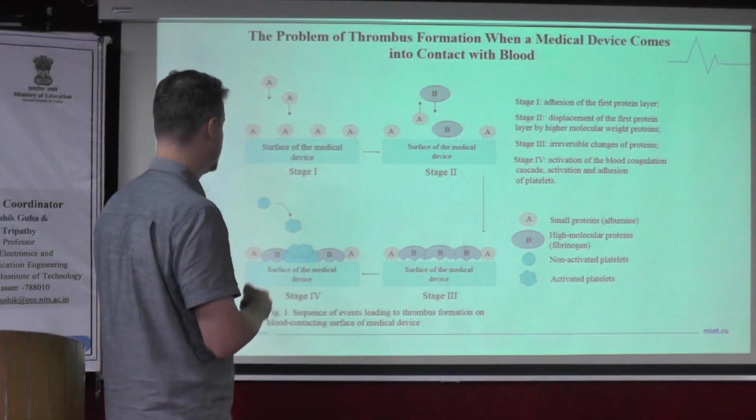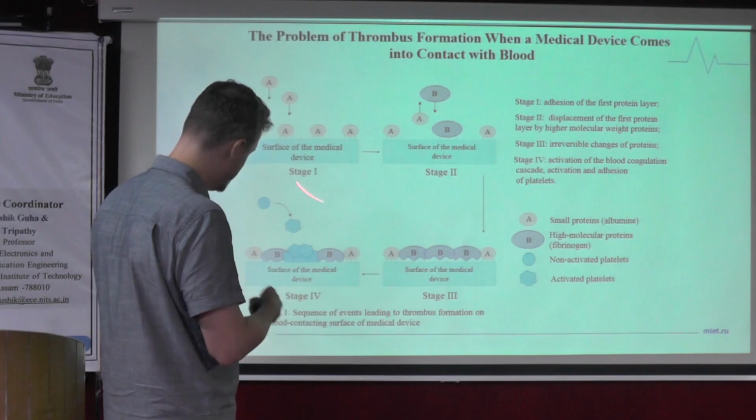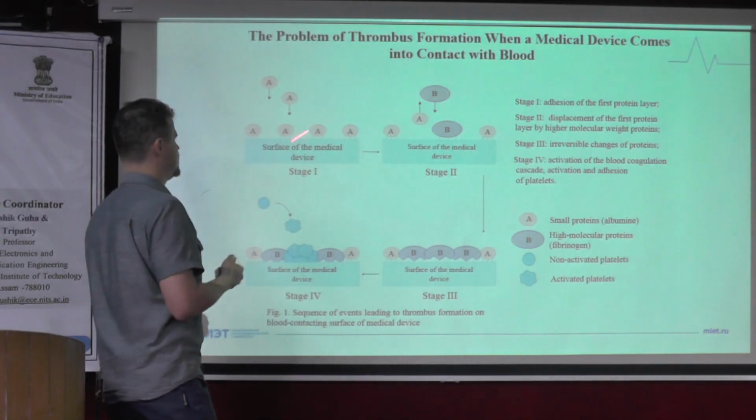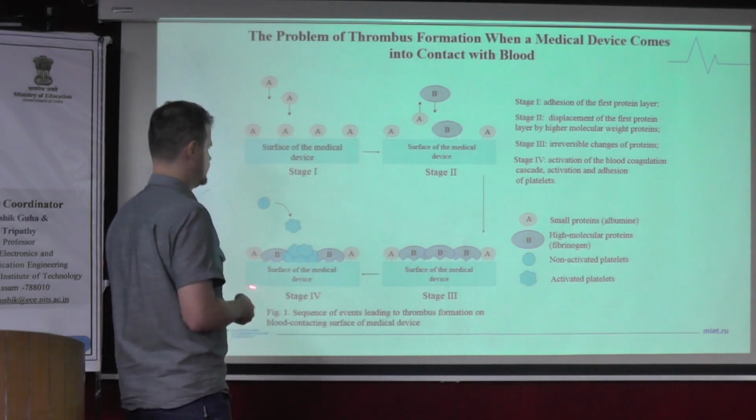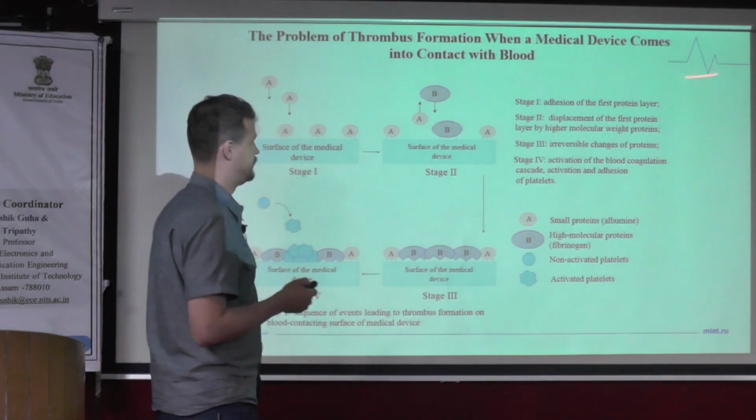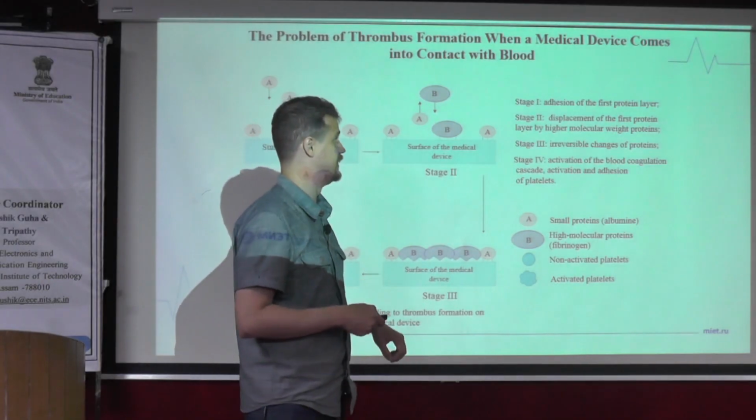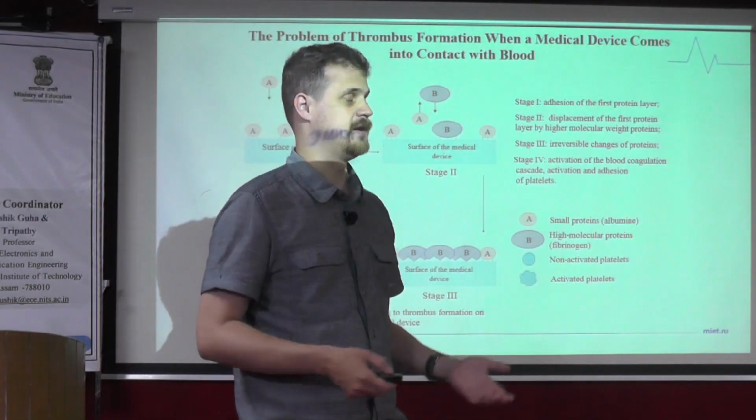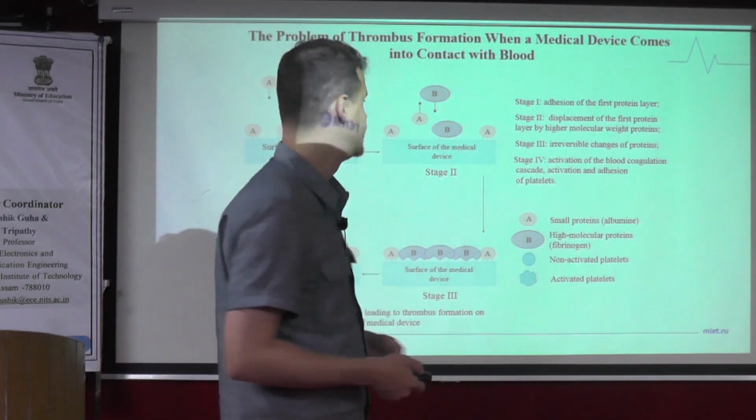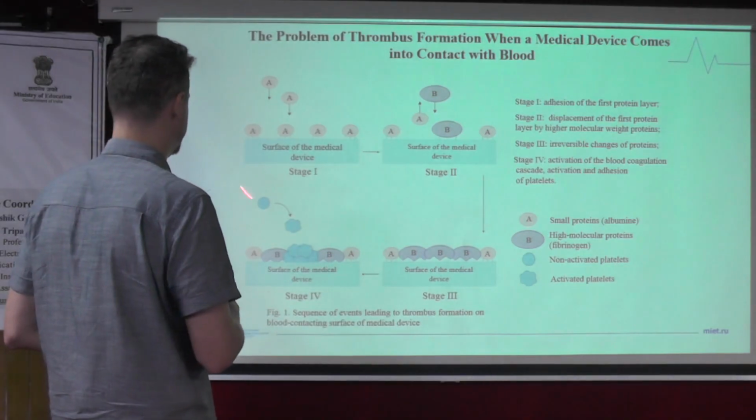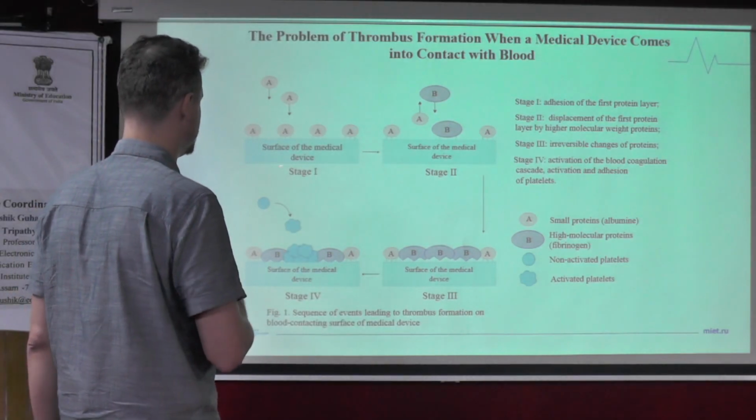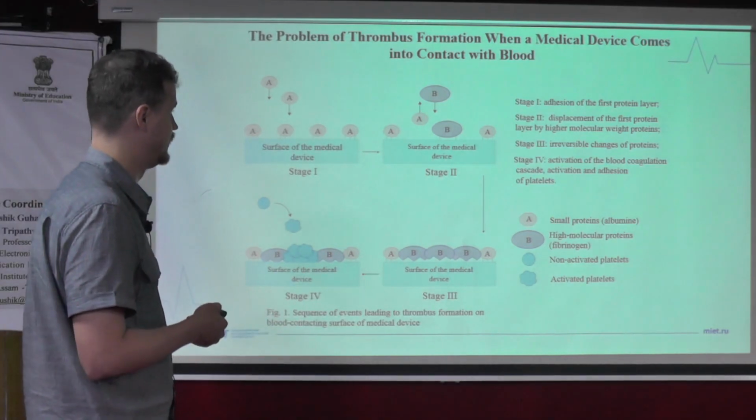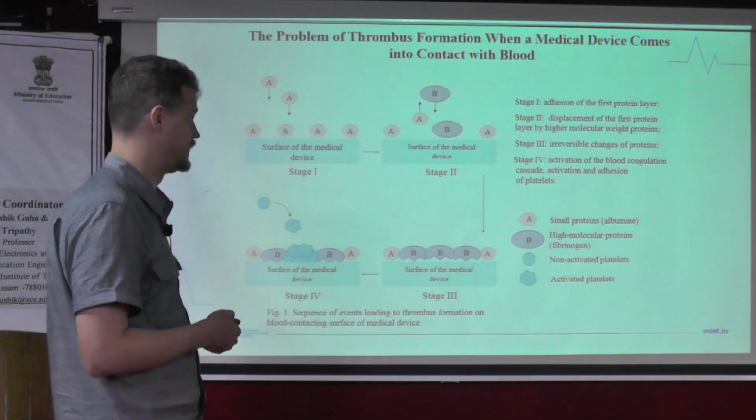And one of the mechanisms that take place in clot formation can be divided into the following stages. In the first stage, we have the adhesion of the first protein layer that consists of small-size proteins, basically albumin. This leads to the adhesion of these albumins to the surface layer. Then, in the second stage, there is a displacement of the first protein layer by high molecular weight proteins.